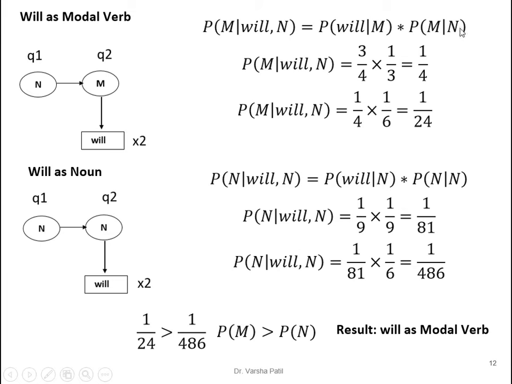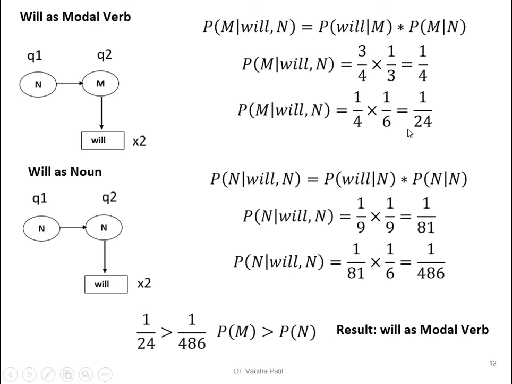Now here the same procedure will follow, but instead of modal verb we are taking noun. So the probability of will given noun, into the probability of noun coming after noun. So it is 1 by 9, 1 by 9, 1 by 81. Previous answer is 1 by 6, so we are getting 1 by 486.